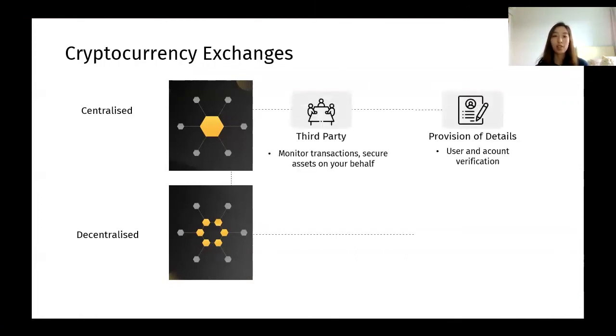So a centralized cryptocurrency exchange is a platform where you can buy or sell digital assets. Here you have to trust a third party to monitor the transaction and secure the assets on behalf of the buyer and the seller. Their deals aren't tracked on the blockchain, and such exchanges require you to submit your personal information for verification.